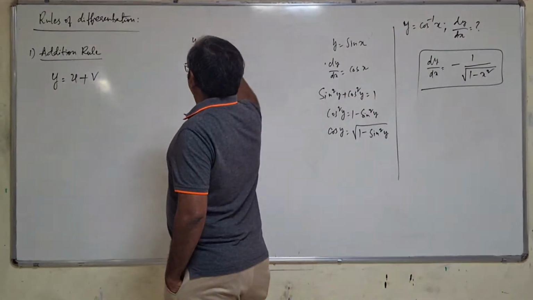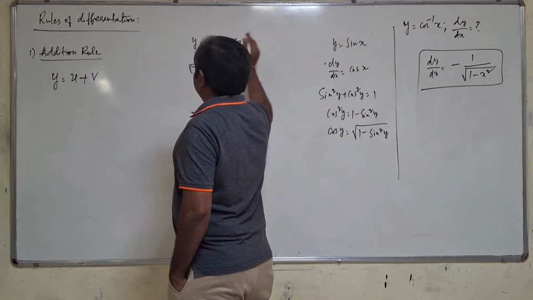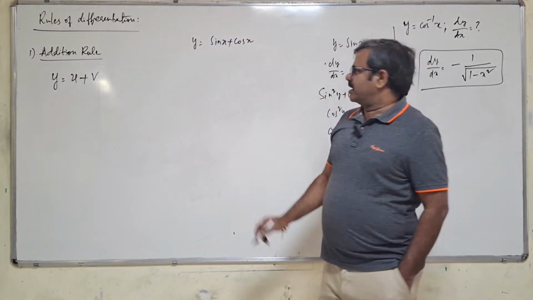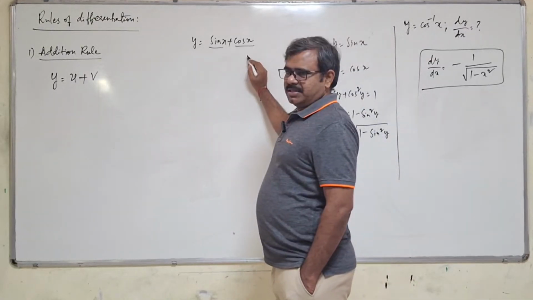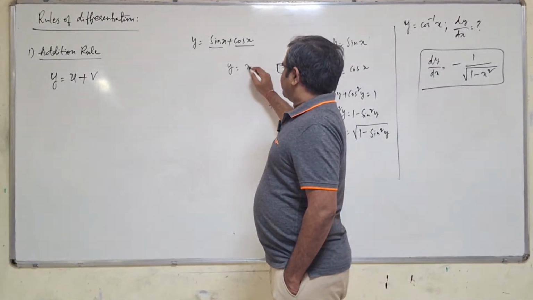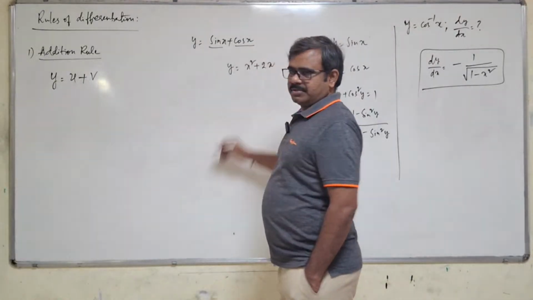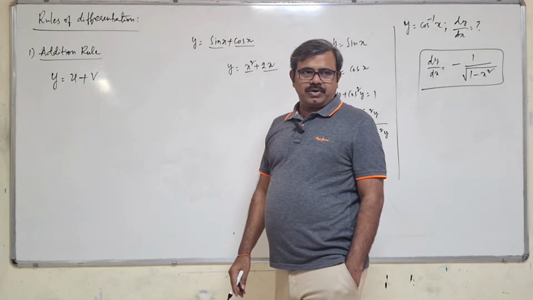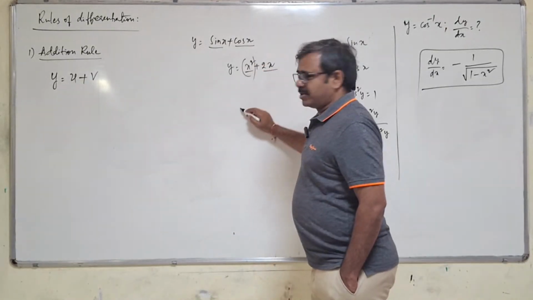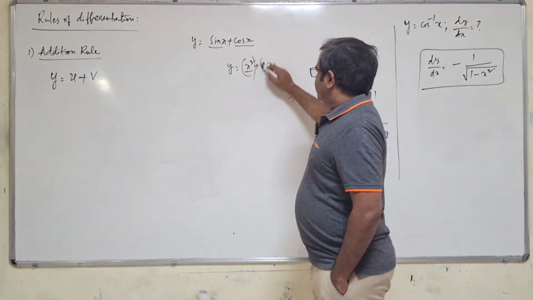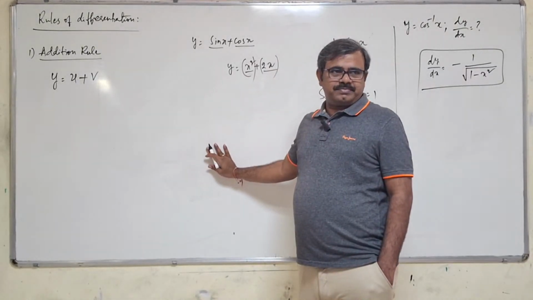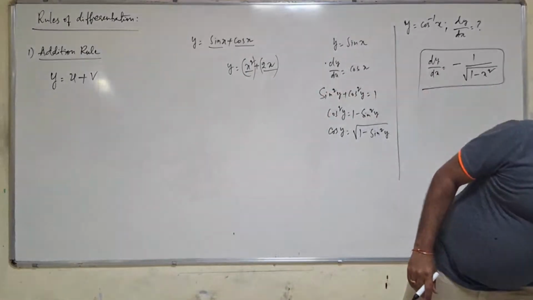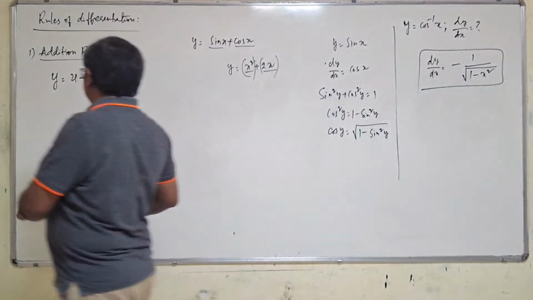Listen to me. If y is in the form of sin x plus cos x, this is u, cos x is v. If y is equal to x square plus 2x, u, v. Okay, so u is a function of x, v is also a function of x, right? In this case, how do we find dy by dx?